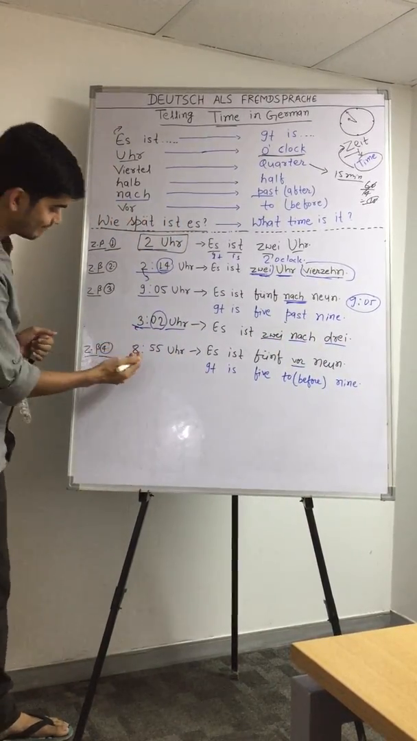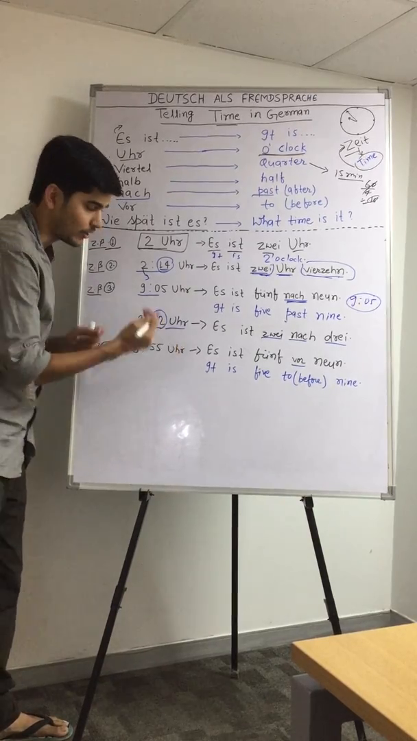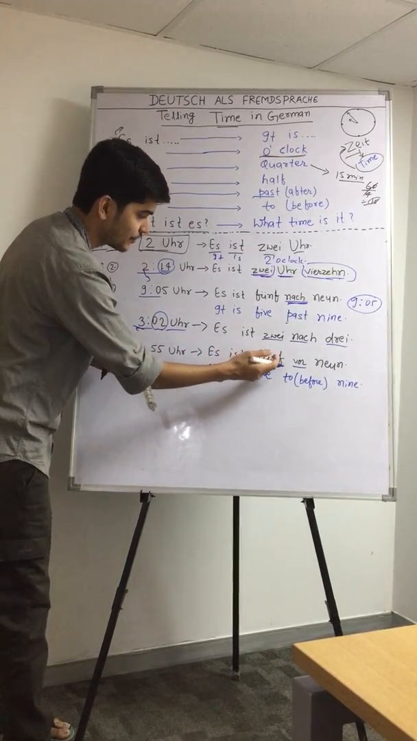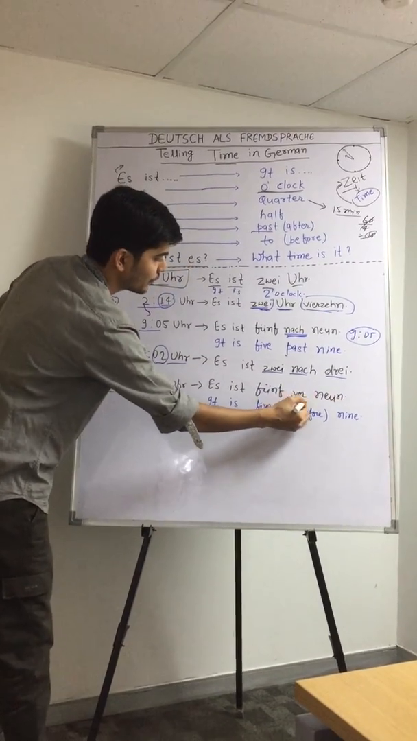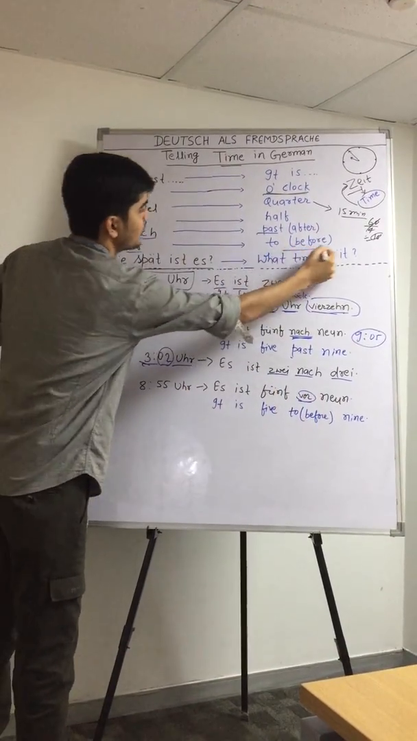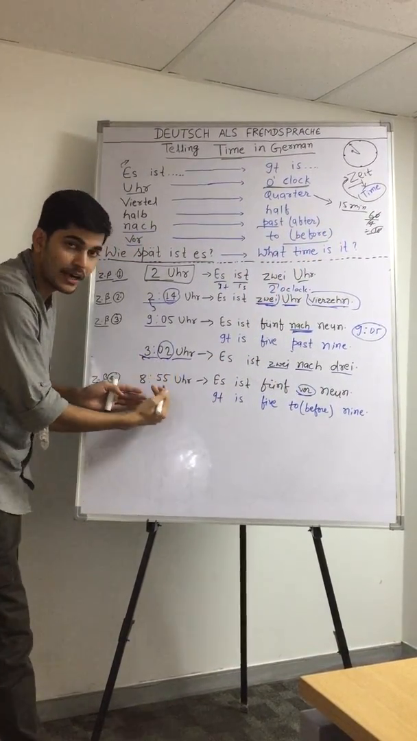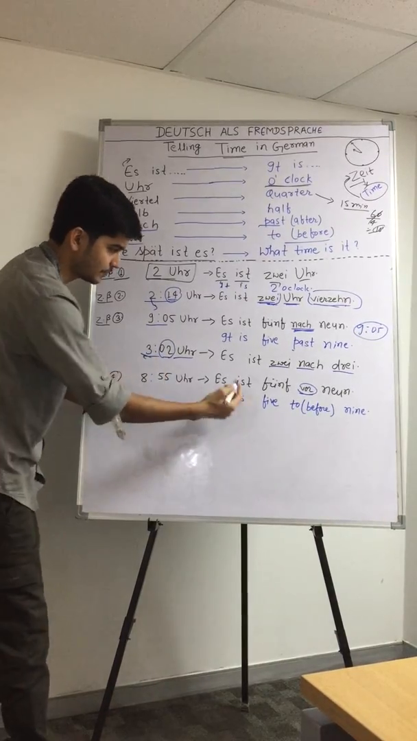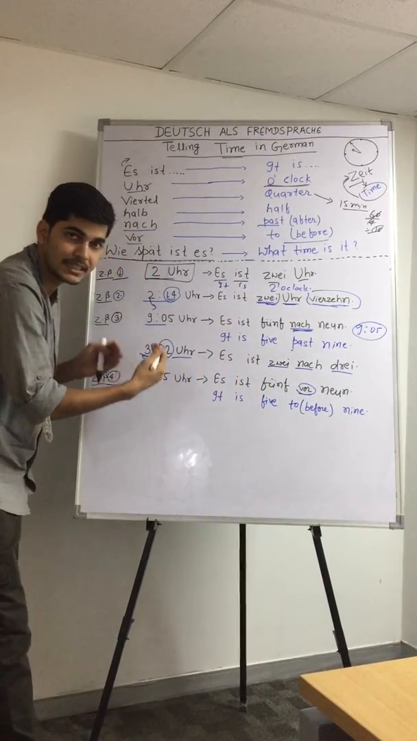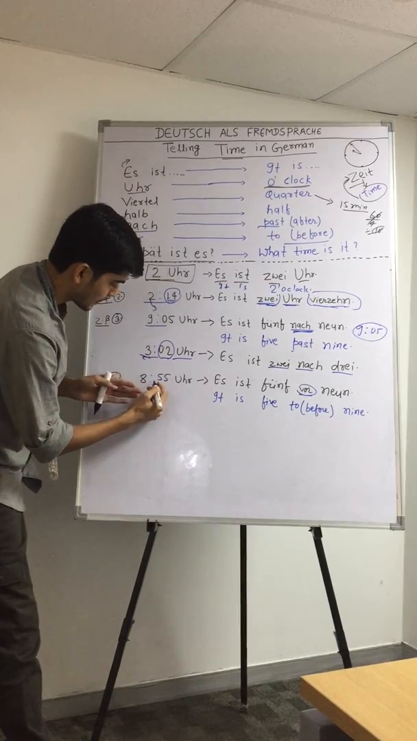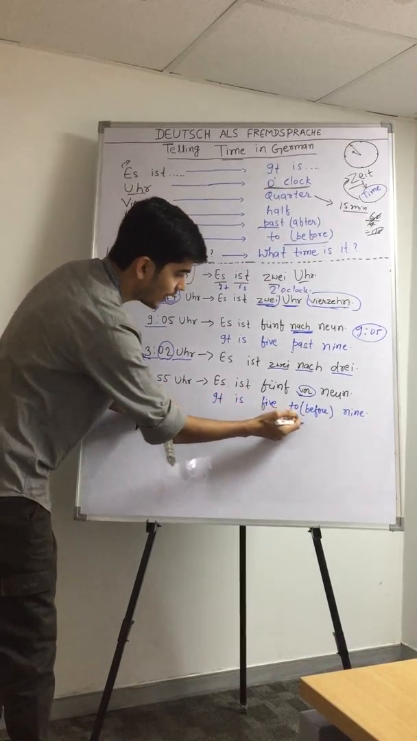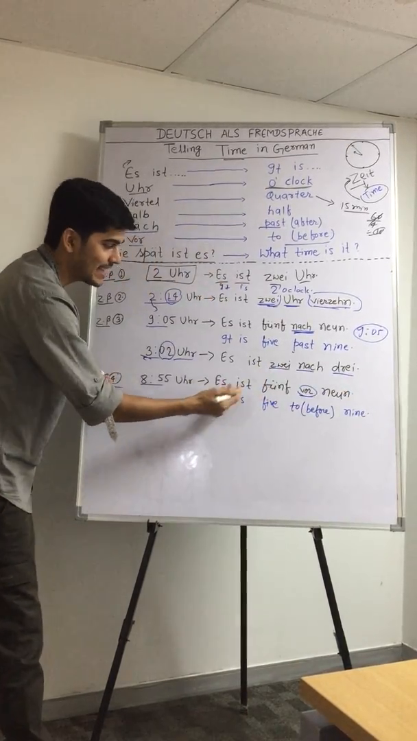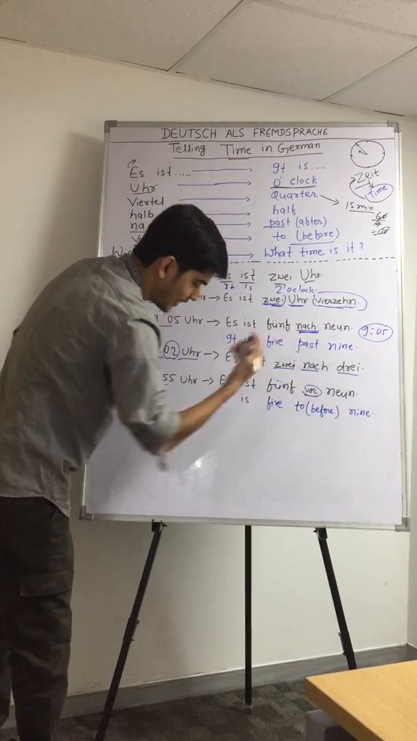Example 4. 8:55 o'clock. So es ist 5 vor 9. Vor is our to or before. So it is 5 before 9. It is about to be 9, and 5 minutes remain. So it is 5 before 9. So es ist 5 vor 9.